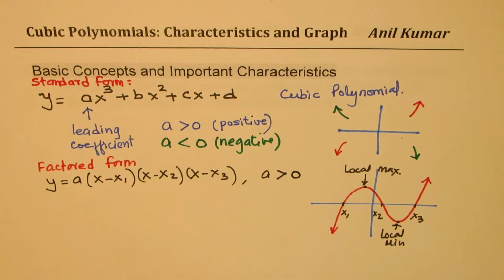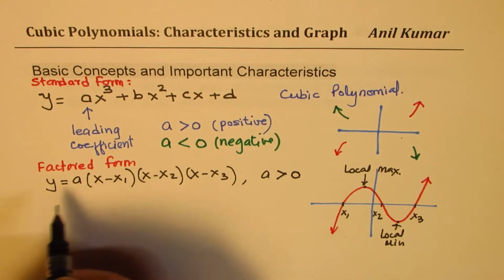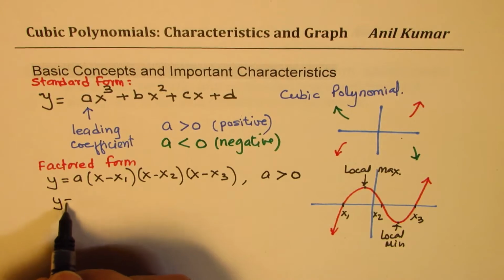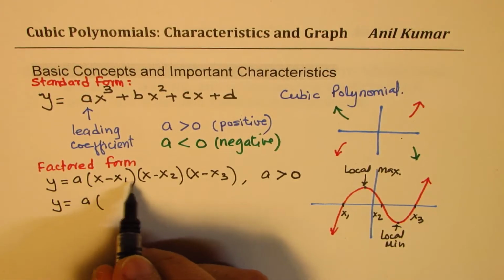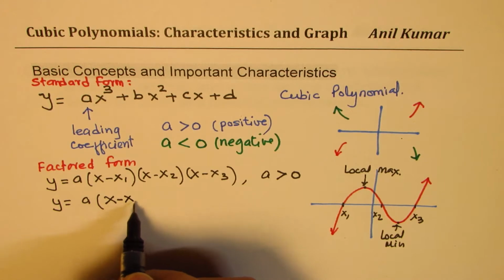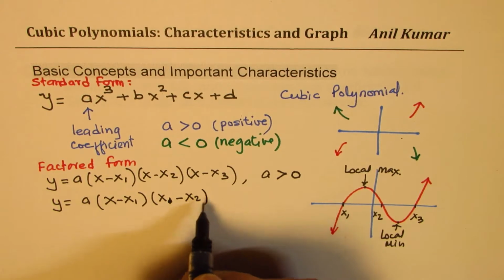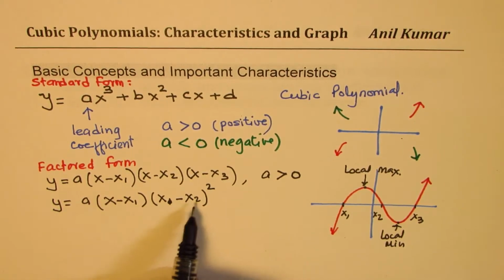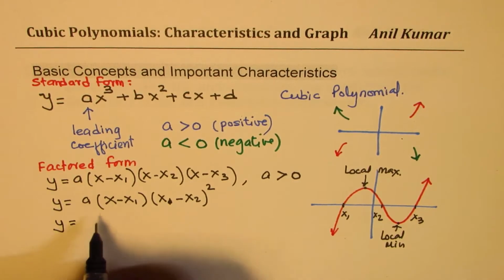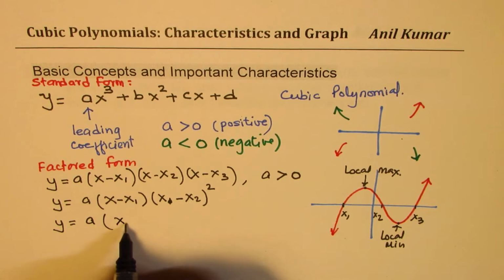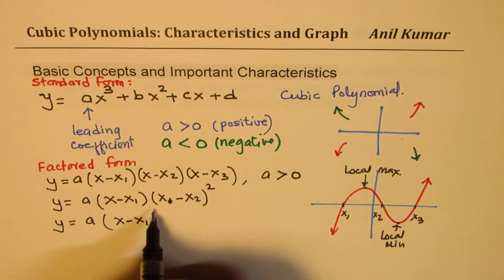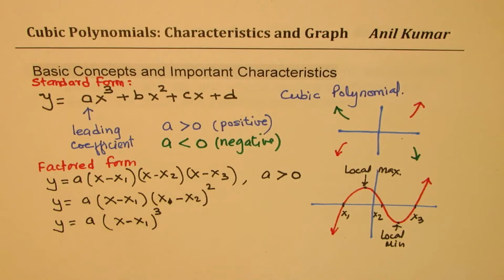Correct? Now the situation could change. You might have a situation where the function could be having just two roots, right? So it could be like x minus x1 times x minus x2 square. Now in that case, since we have a double root here, the graph is going to be different, right? And you may have a situation where there's only one root, that is x minus x1 whole cube. So all the three equations will actually give you a cubic equation. However, their graphs are going to be very different.